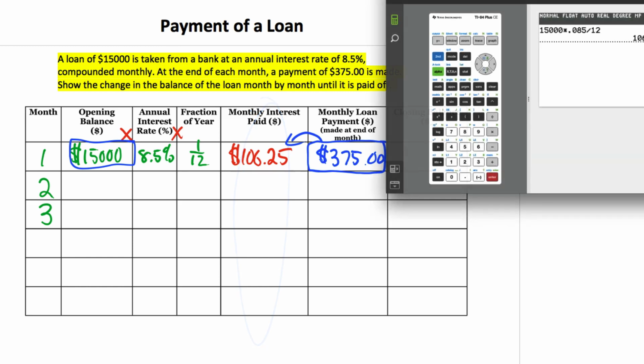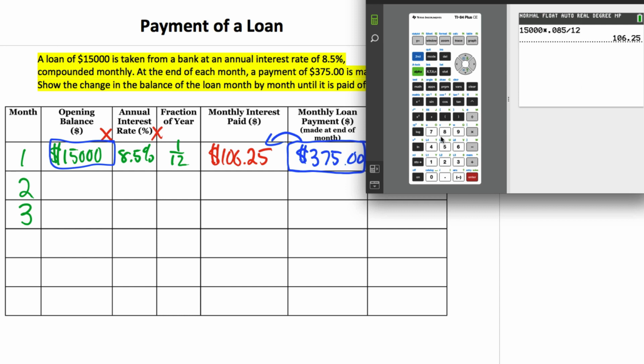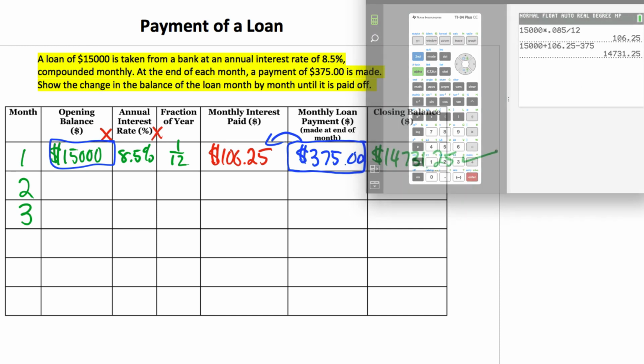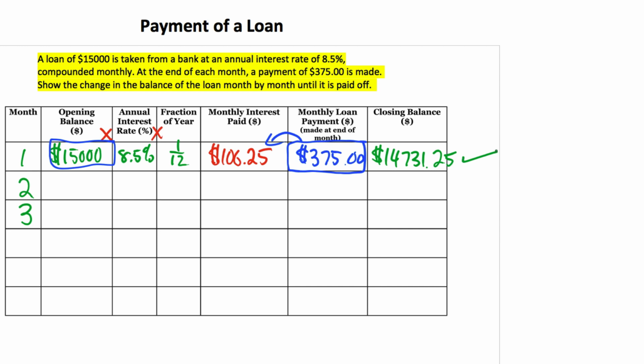So in order to figure out what our balance remaining to be paid on the loan is at the end of the month, we'll take our $15,000, we'll add on the $106.25 for interest, and subtract our payment at the end of the month. And there's our balance at the end of the month. And so our balance has gone down a little bit from the beginning. Our closing balance becomes the opening balance for the next month.